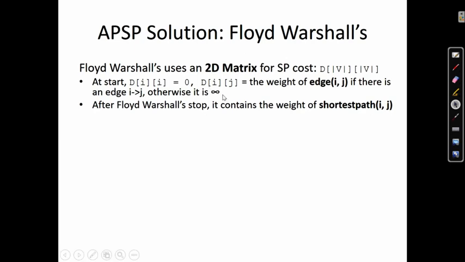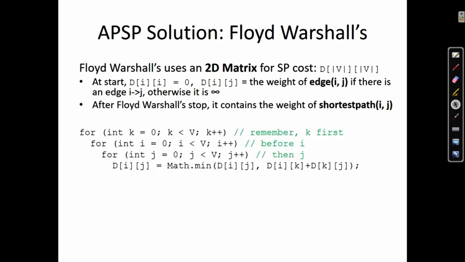So this is initialization. After Floyd-Warshall stops, every entry Dij will contain the shortest path cost from i to j. So what does Floyd-Warshall look like?